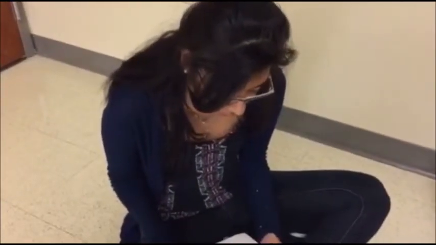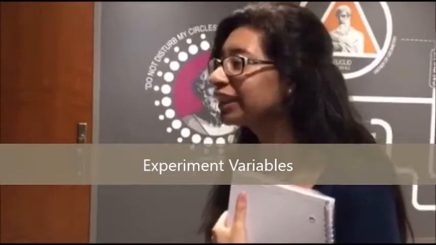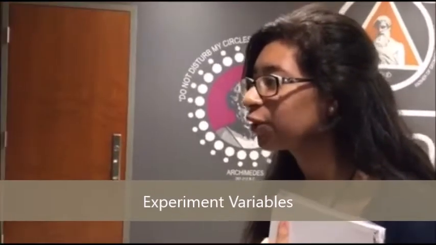Can you tell me the definition for a double-blind experiment? A double-blind experiment is an experimental procedure in which neither the subjects of the experiment nor the persons administering the experiment know the critical aspects of the experiment. So who can tell me the definition of an independent variable and a dependent variable?